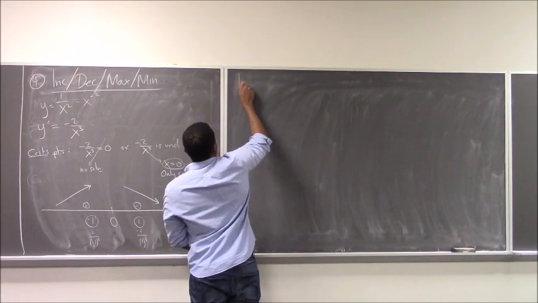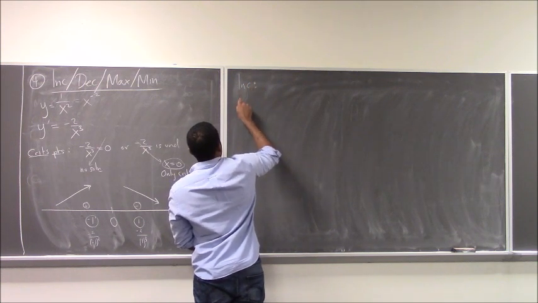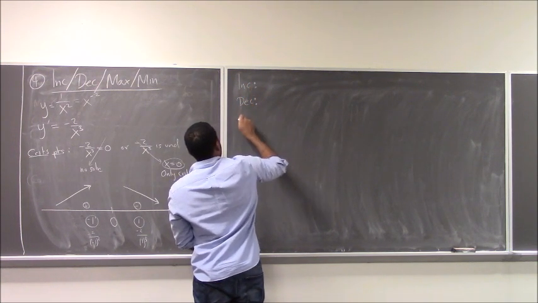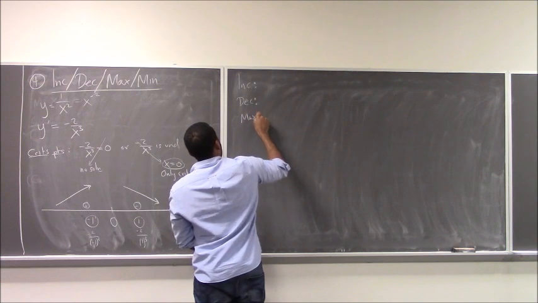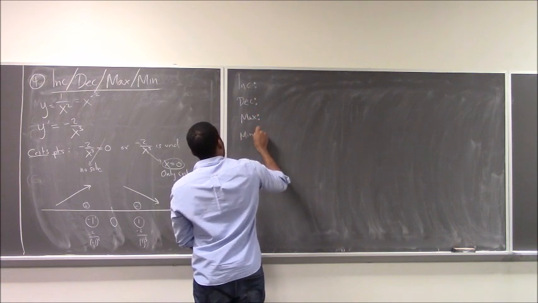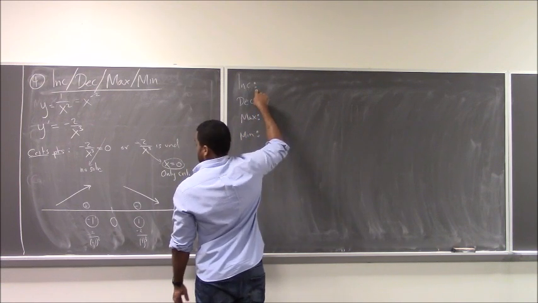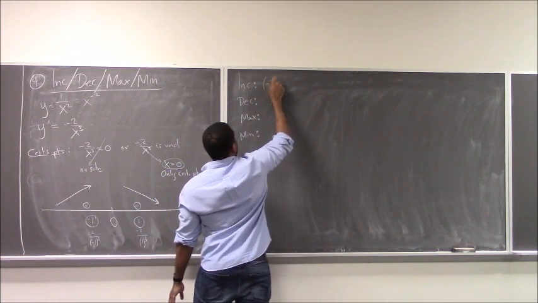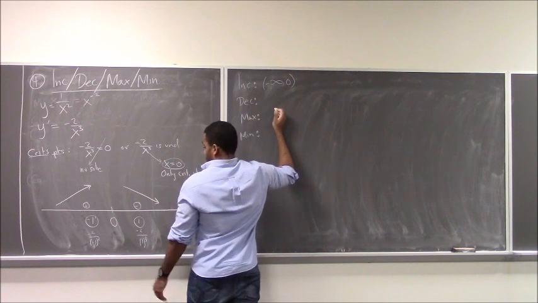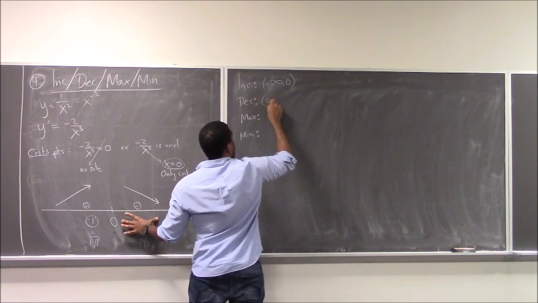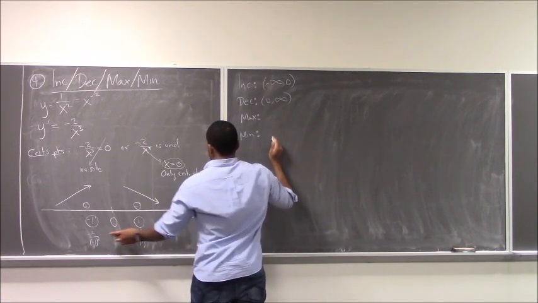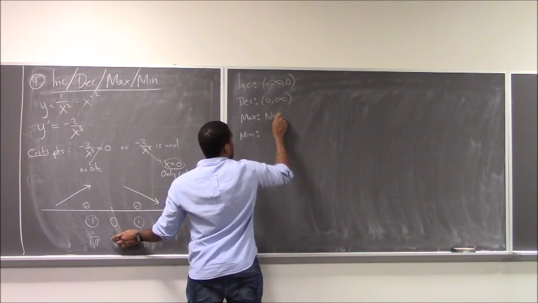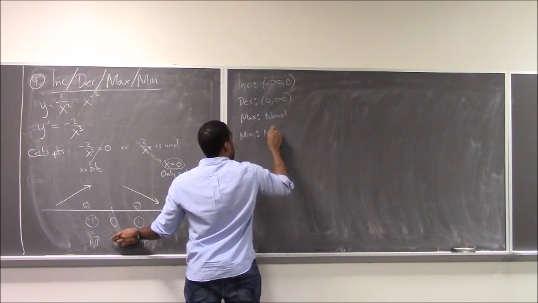So here we will note all the information we found. Where is it increasing? On the interval from -infinity to 0. It's decreasing on the interval from 0 to infinity. As for maximums, there are none. As for local minimums, there are none.